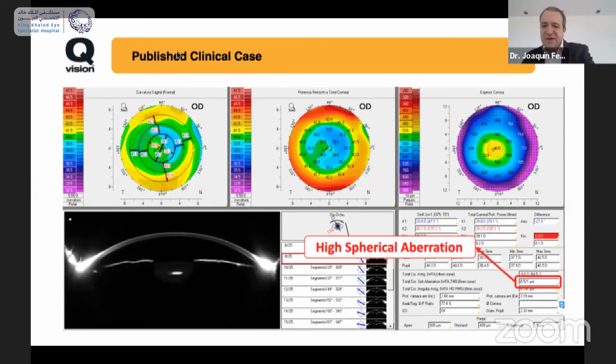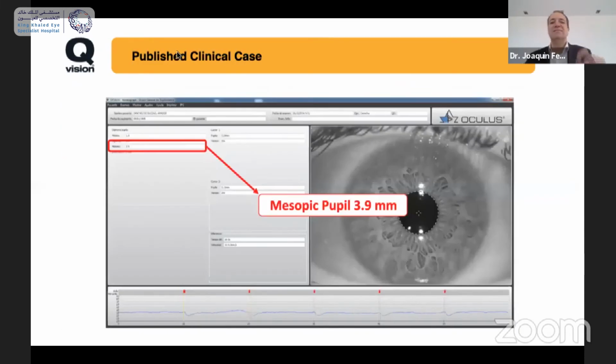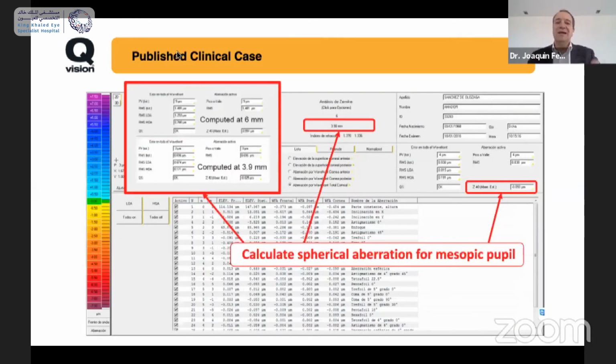Well, this spherical aberration is exactly for 6 millimeters, and we need to know what the mesopic pupil of our patient is. You can see here the mesopic pupil is 3.9 millimeters. So we can change in the Pentacam and include the mesopic pupil, as you can see here, in order to calculate the spherical aberration.